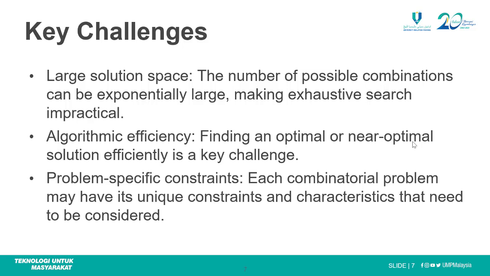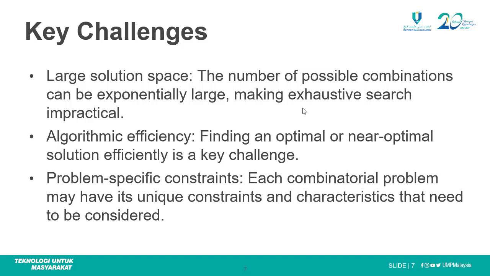But the key challenge for a combinatorial problem is the large solution space. Okay, the number of possible combinations can be exponentially large, making exhaustive search impractical. So now we are dealing with the possible combinations of the jobs, of the tasks and so on, which can increase exponentially. For example, if we have, let's say, five jobs or five tasks, the possible number of combinations can be calculated by 5 factorial, which is only 120 possible combinations.